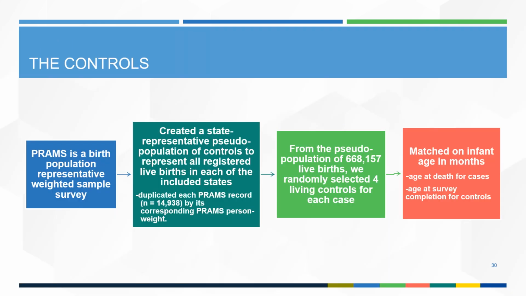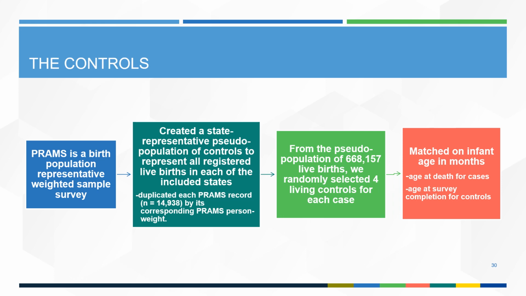PRAMS provides a representative sample of live-born infants from the participating states and jurisdictions. The control group in a case control study is selected to provide information on the exposure distribution in the population that gave rise to the cases. The comparison group or control should be representative of the source population that produced the cases. The source population is the population that gives rise to the cases included in the study.